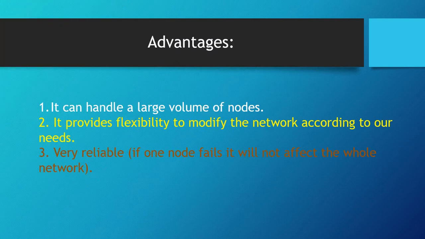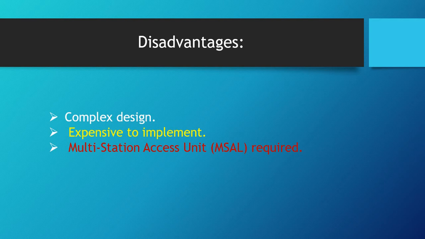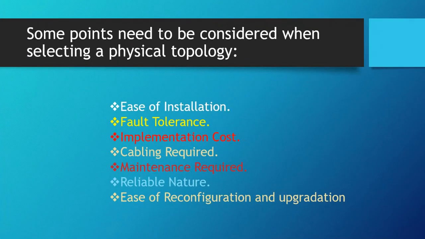Advantages of it: it can handle a large volume of nodes. It provides the flexibility to modify the network according to our needs, and it is very reliable, meaning if one node fails, it will not affect the whole network. Now let's move towards the disadvantages of hybrid. Complex to design because many topologies get combined. So a little bit of a problem in designing, expensive to implement, as well as it requires multiple station access units. So that is a disadvantage of hybrid.